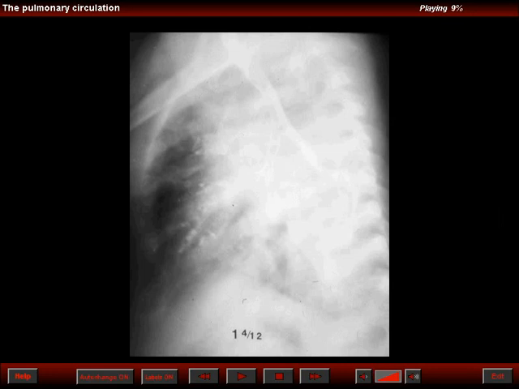In this lateral bronchogram, we can see that the bronchus to the right lower lobe is well demonstrated, and we do not see the filling of the right lower lobe bronchus close to the right dome of the diaphragm.